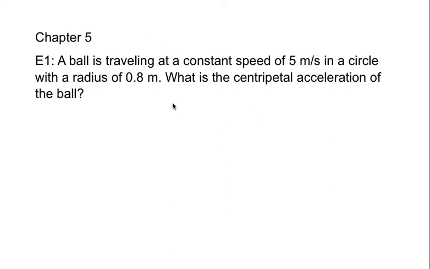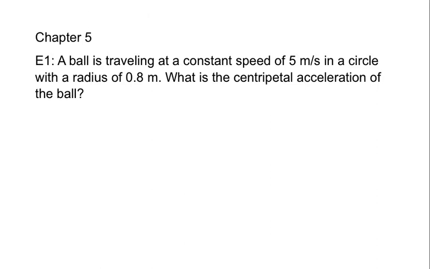Okay, let's do another problem here from chapter 5. We're dealing with things going in a circle and the forces, acceleration, and velocities of those things. A ball is traveling at a constant speed of 5 meters per second in a circle with a radius of 0.8 meters. What is the centripetal acceleration of the ball?